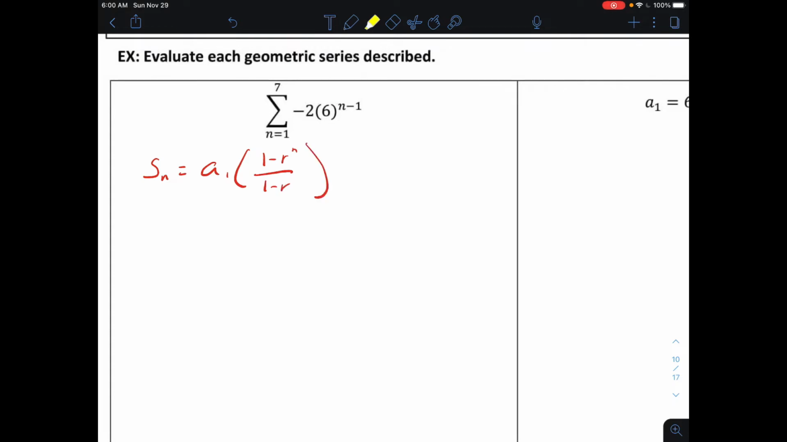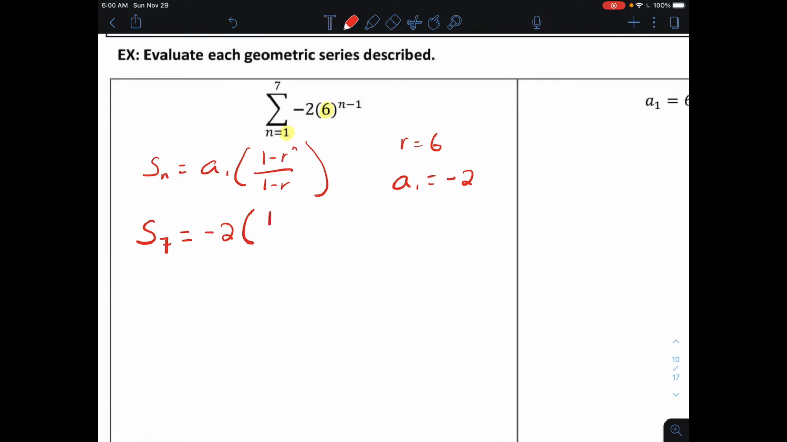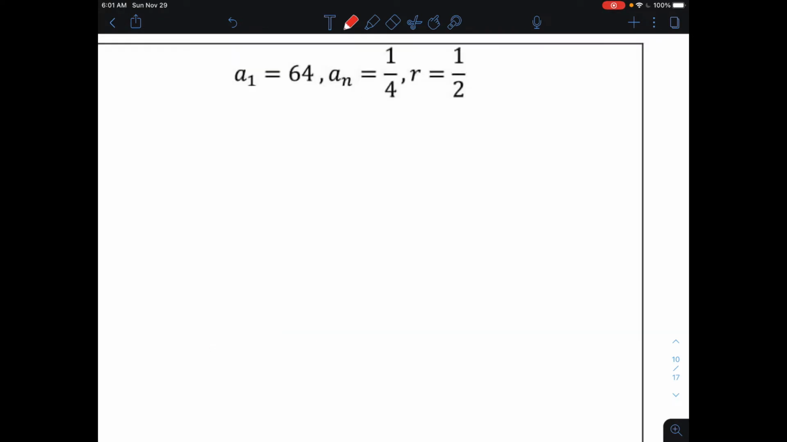Well, looking at this form, r is going to be 6. a1 is going to be what I get when I put in this index number first, n for n, so if I put 1 in, I end up with the first term of -2. So the sum of the first 7 terms is going to equal -2 times 1 minus 6 to the 7th power over 1 minus 6. And then we would evaluate that. So we would get -111,974.